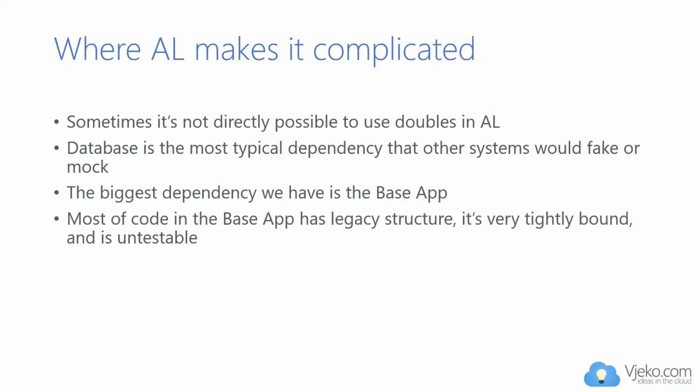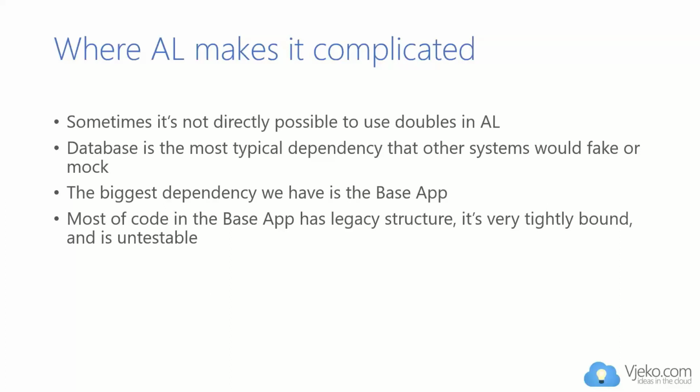So where does AL make it complicated? Well, it's sometimes not directly possible to use doubles because the database is this most typical dependency. Other systems can easily fake or mock the database. We cannot do that as easily. And also the biggest dependency we have is the base app. There is so much code in there that we always depend on. It's our biggest dependency. So make sure that you're not testing that as much, but that's not always easy.